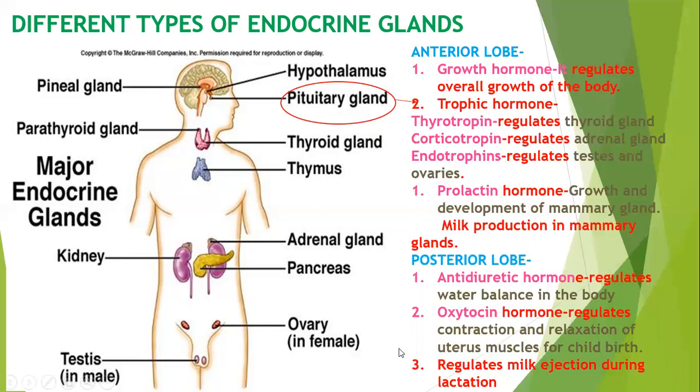The second hormone which is secreted by the posterior lobe is oxytocin, which regulates the contraction and relaxation of the uterus muscles for childbirth. Secondly, it also regulates the ejection of milk during the process of lactation.